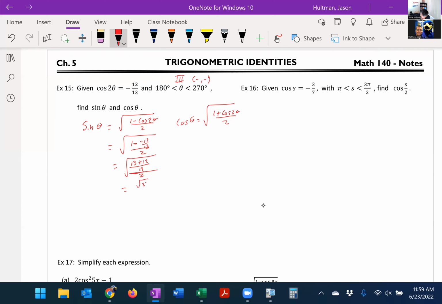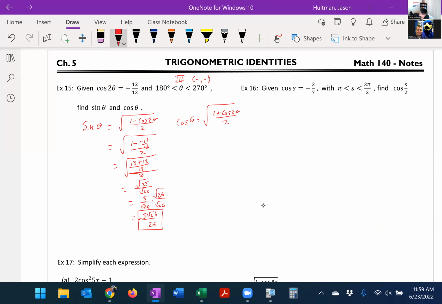So that's the square root of 25 over the square root of 26. That's 5 over radical 26. If I multiply both top and bottom by radical 26, then we get 5 radical 26 over 26. And again, this thing is negative because it's in the third quadrant.